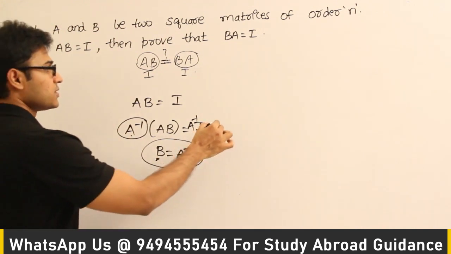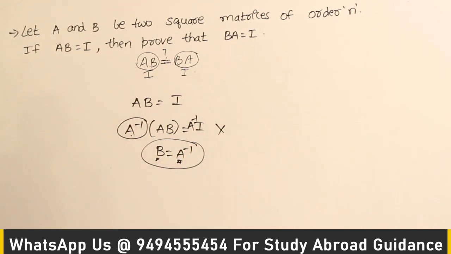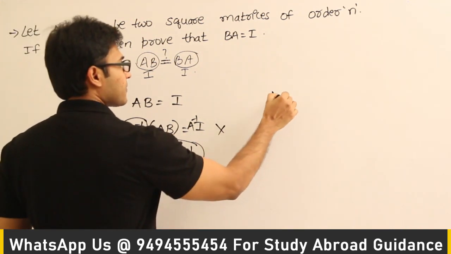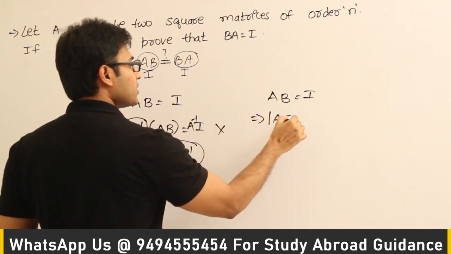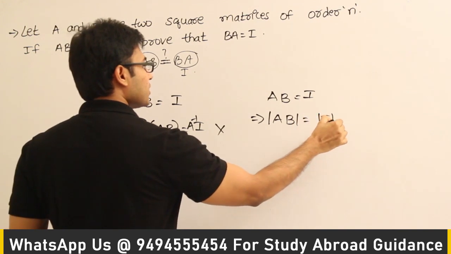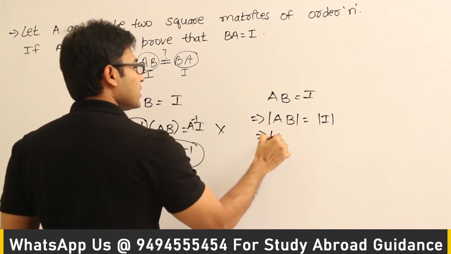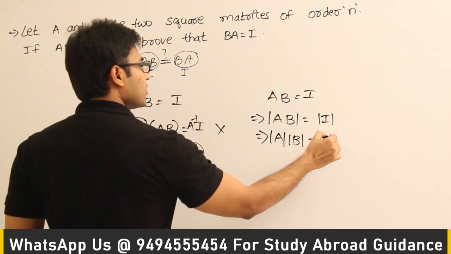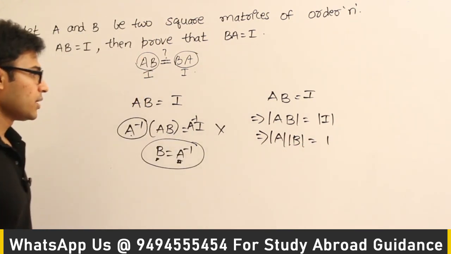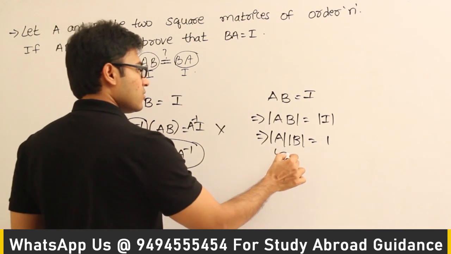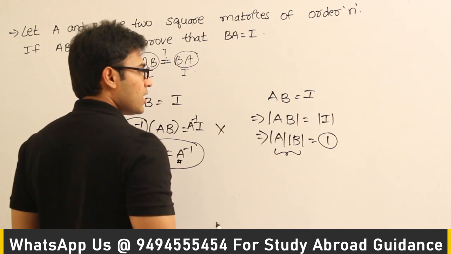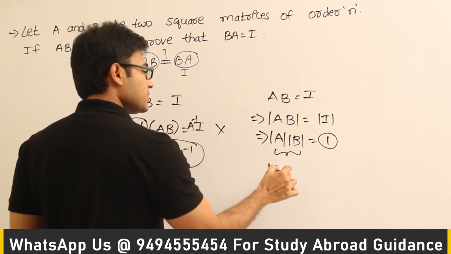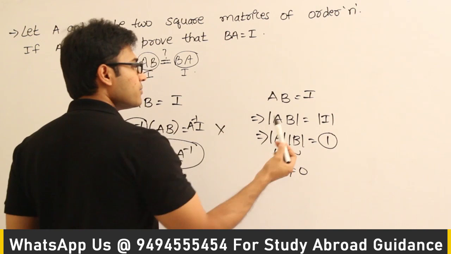Okay. So don't do this directly. First prove that inverse for A exists. So how can we prove that inverse for A exists? Say this: A into B equal to I. That implies I am going to take determinant on both sides: det(AB) equal to det I, that equal to det A det B equal to 1, right? Now the product of two numbers, determinant of A into determinant of B, is equal to 1. Therefore definitely we can say this: det A is not equal to 0 and det B is not equal to 0.